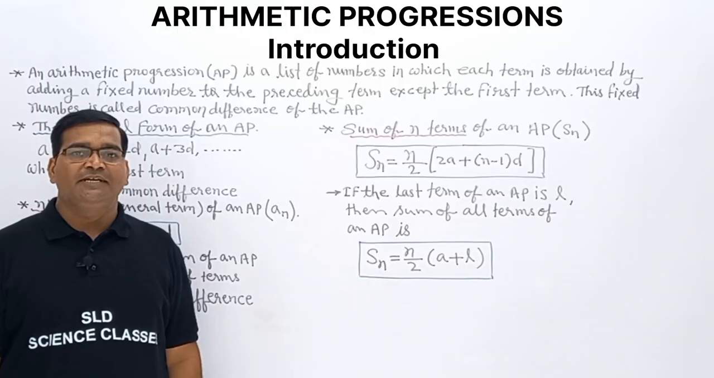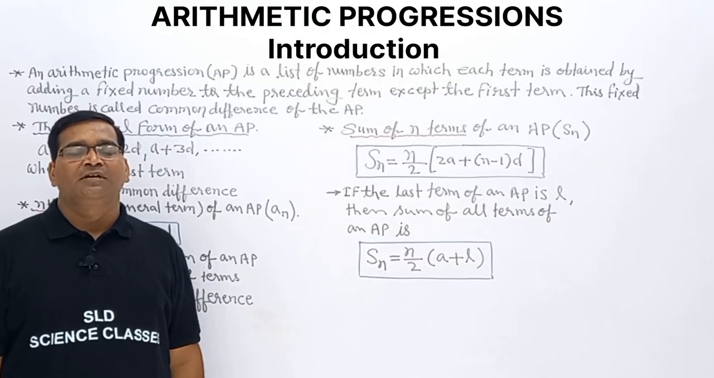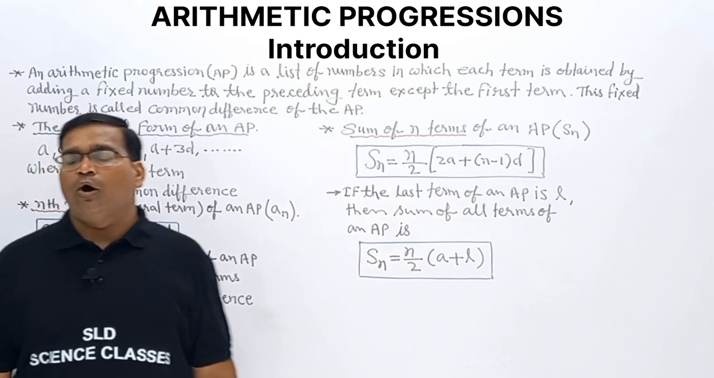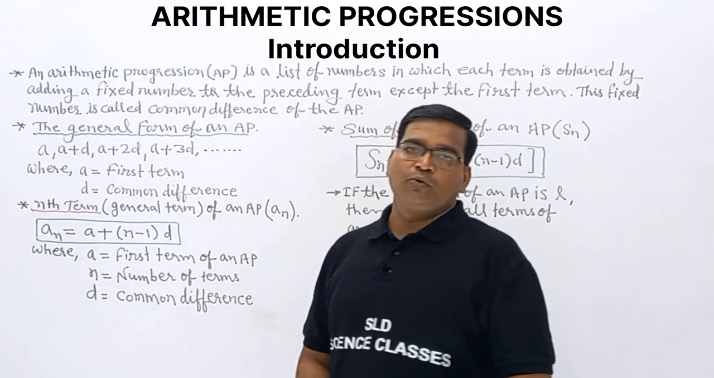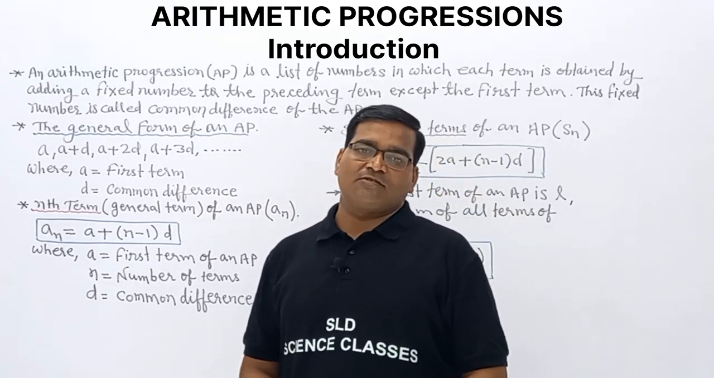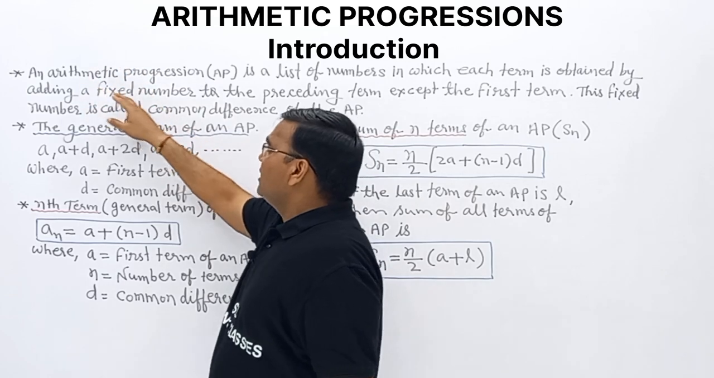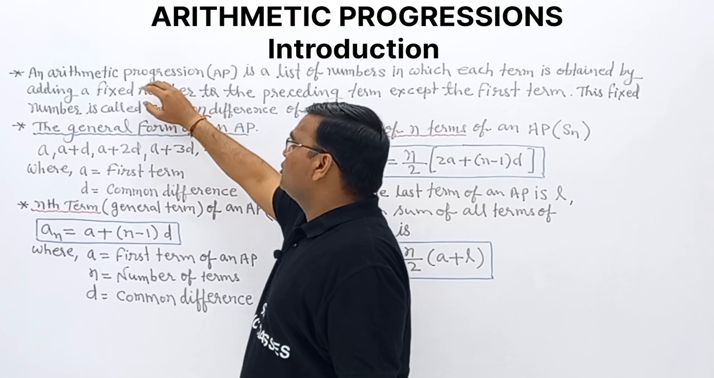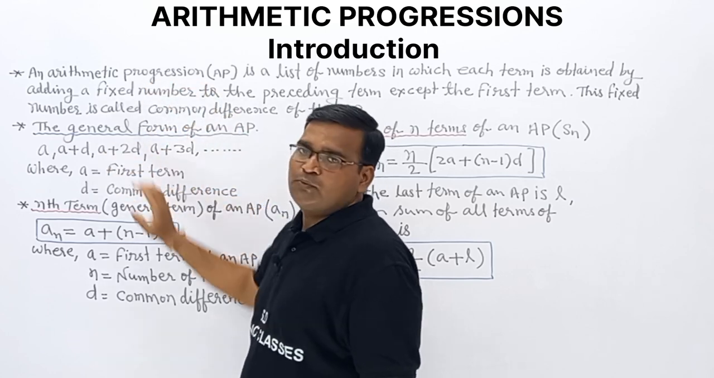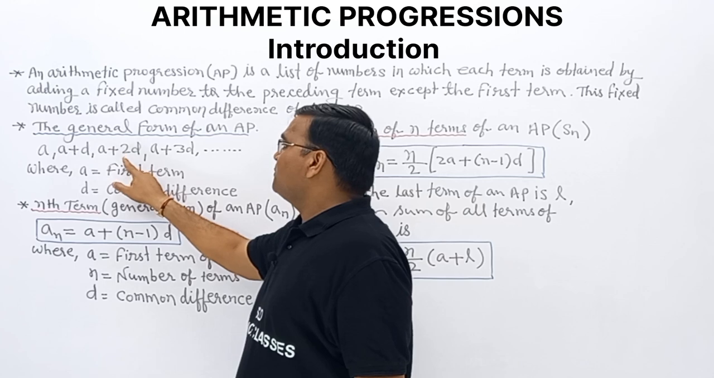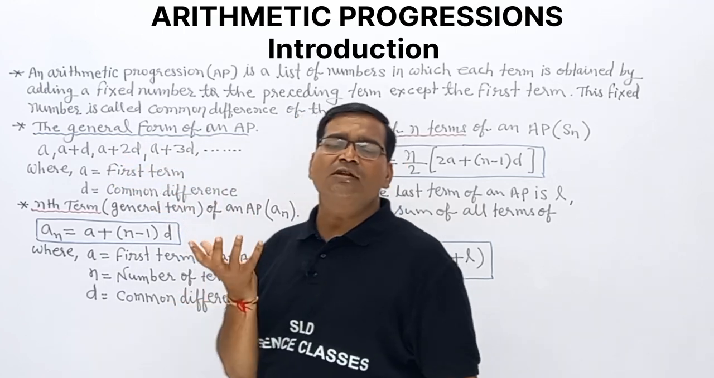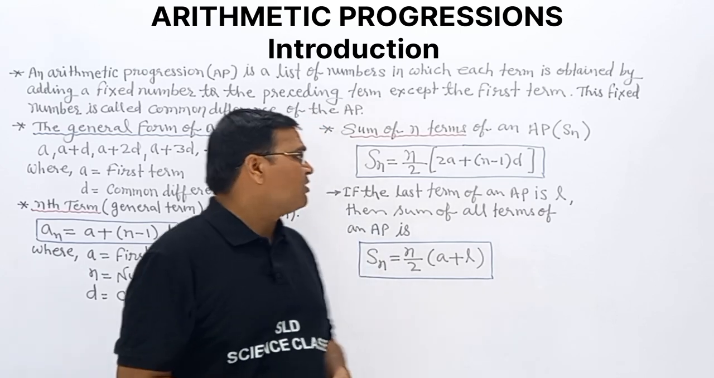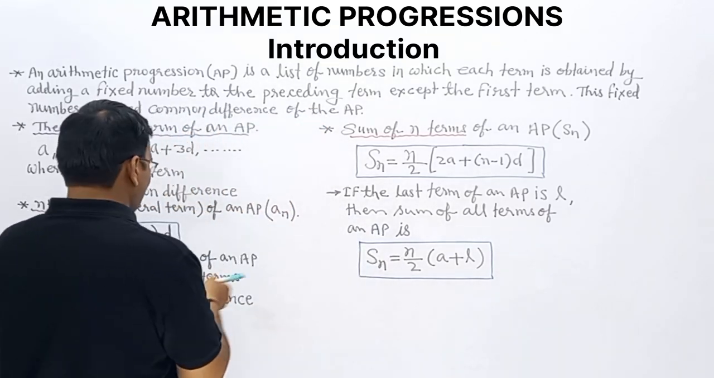In this class, we will discuss Chapter 5, Arithmetic Progressions, Introduction. First, we should know what an arithmetic progression is. It is a sequence. And how are we getting the sequence? Its general form. The general form of an AP is: a, a plus d, a plus 2d, a plus 3d. This is the general form of an arithmetic progression, AP.